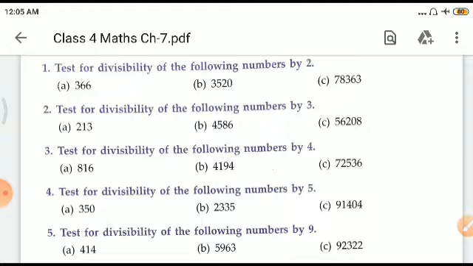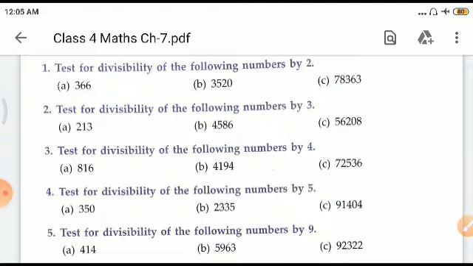Next is divisibility by 4. For that, the rule was the last two digits. If they are divisible by 4, then the number is divisible by 4, right? Let us see. 816. The last two digits are 1 and 6, 16, which is divisible by 4. Then 4194. 94 are the last two digits, and 94 cannot be divided by 4, hence this number is not divisible, right?